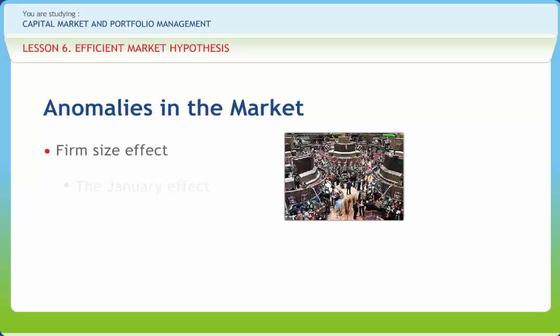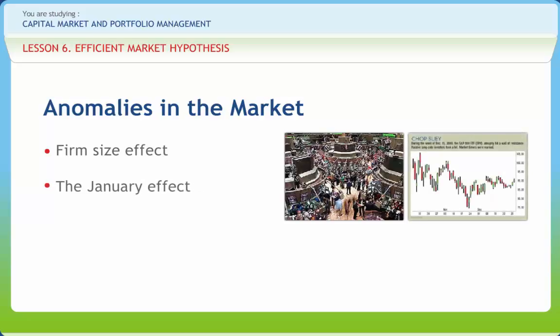Next is the January effect. Stock returns appear to be higher in January than in other months of the year. This may be related to the size effect, since it is mostly small firms that outperform in January. It may also be related to end-of-year tax selling.